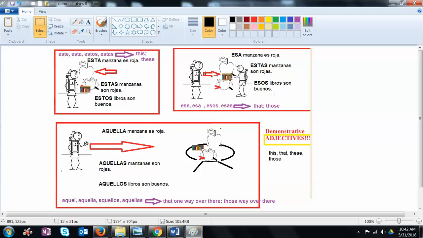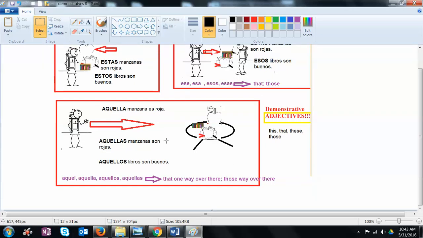Those books are good. Esos libros son buenos. So remember, I'm using ese this time because they're not in my speaker's hand, they're in somebody else's hand, so I have to use that and those. And I'm using the various spellings to match the item that I'm talking about, okay?